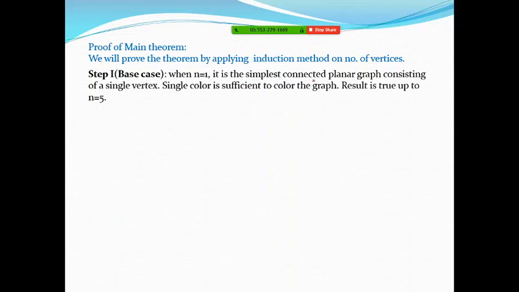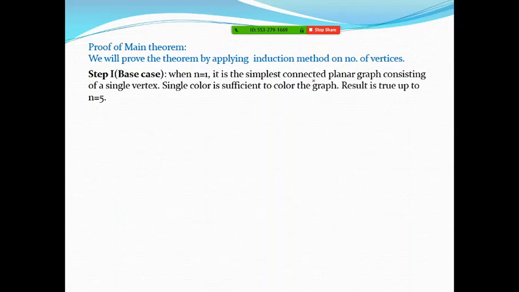So suppose n is equal to 1. n equal to 1 means the number of vertices is 1. So it is the simplest connected planar graph consisting of a single vertex. That means a single color is required to color the graph. So the result is true. This result is true up to 2, 3, 4, 5. Suppose the number of vertices is 5 and the colors required are 5. So this result is trivially true up to n equal to 5. The main problem starts when n is equal to 6, 7, 8, 9, 10.